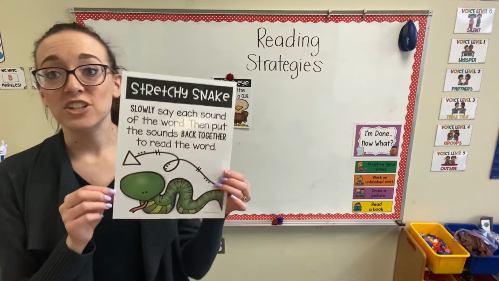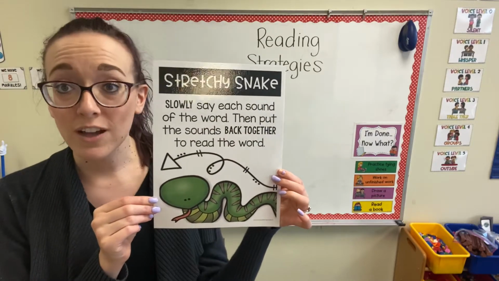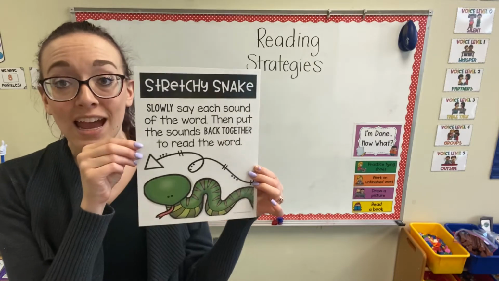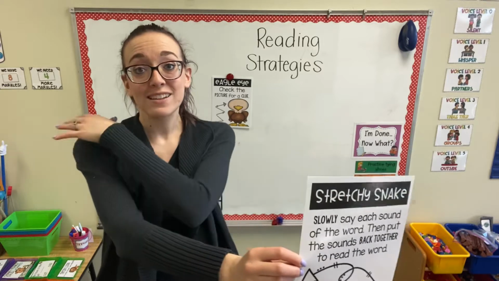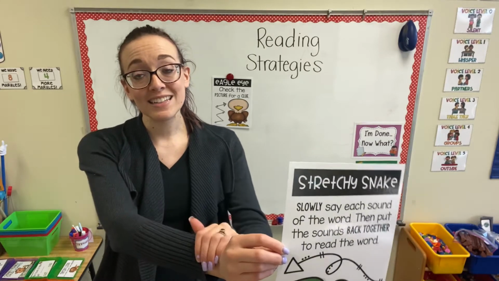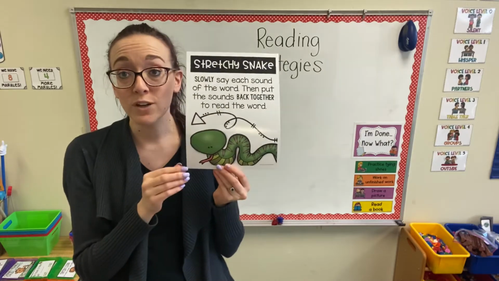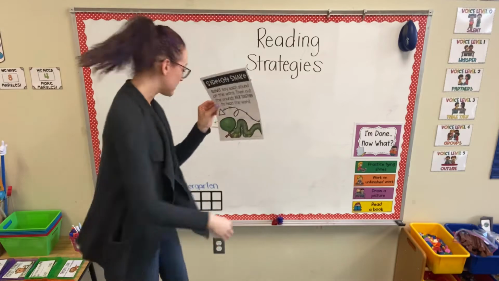Our next strategy is called Stretchy Snake. Stretchy Snake is when you slowly say each sound in the word. And this is what we've been doing when we do our tapping on our arm and then we slowly slide it together. That's all a part of Stretchy Snake. So this one you know really, really well. And let me give you an example of how that might look.